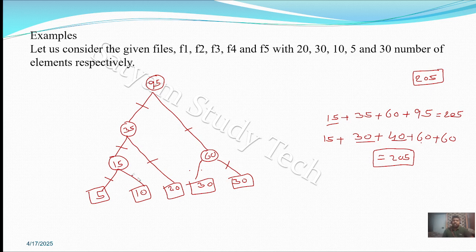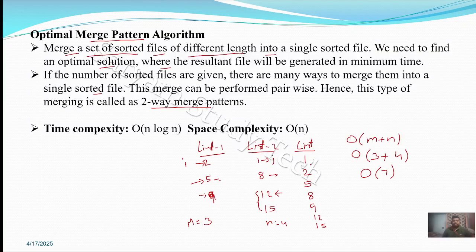You can merge any way. For example, first 5 and 20 and 10 and 30, like that you can merge it, but here these are the minimum number of comparisons. So this is the optimal merge pattern by using the greedy method. So this is the time complexity, this is the space complexity of the optimal merge pattern.